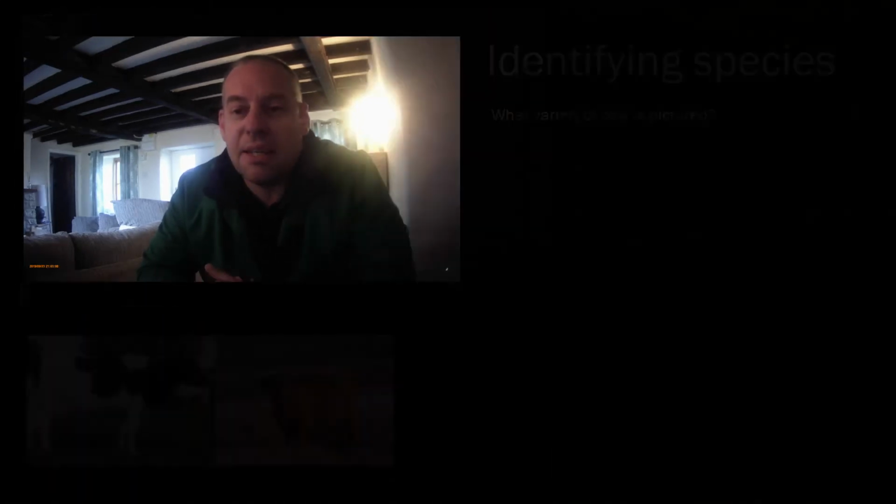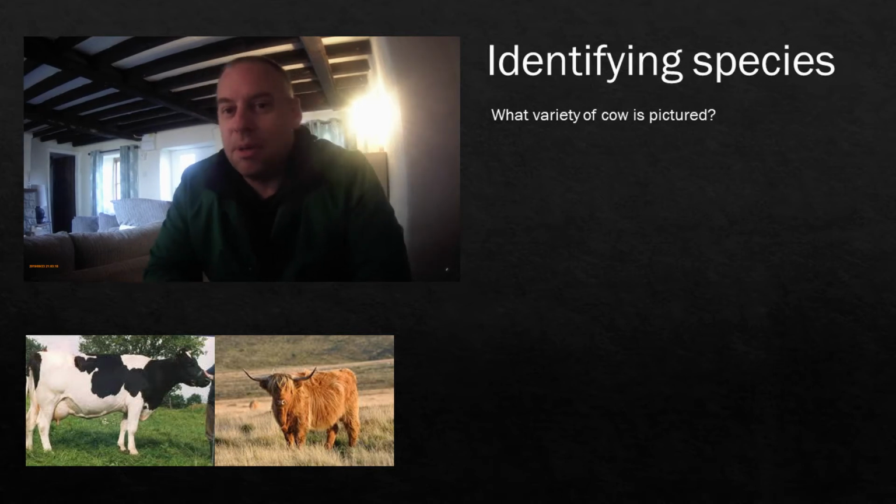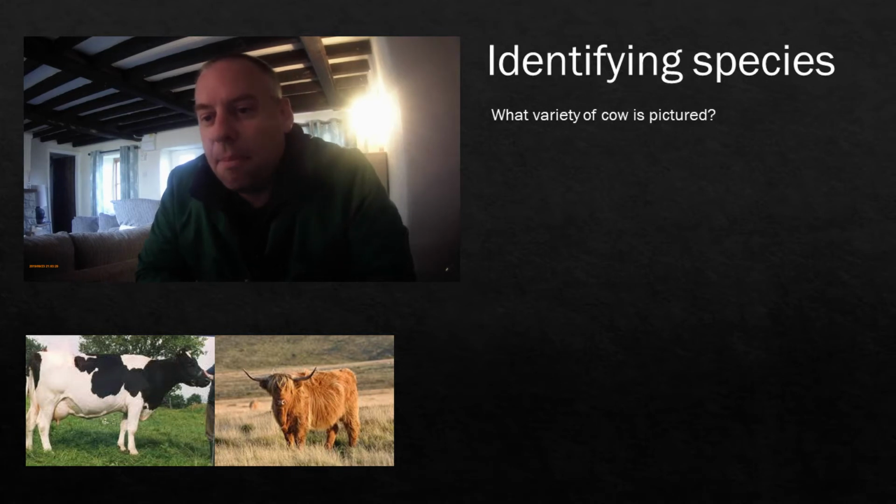Now, to give a little example, what I've got at the bottom is two pictures of two species of cow, two varieties of cow. Now, some of you, and I know we've got some people in my classes, could probably look at those and go, oh, they are, and be able to tell me exactly what they are. But for most people, looking at those cows will not be able to, with 100% surety, tell me what those two cows are.